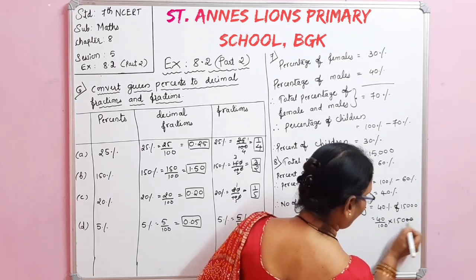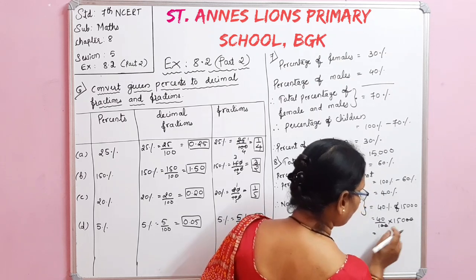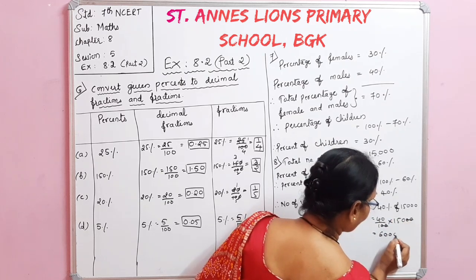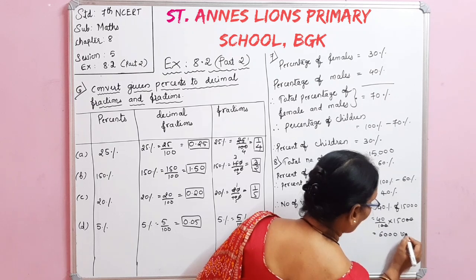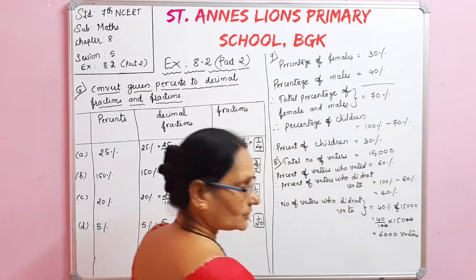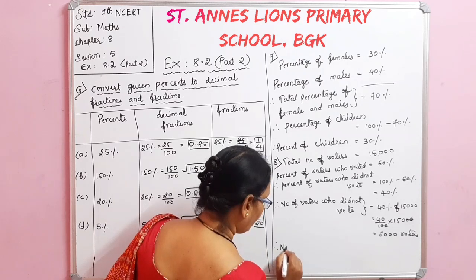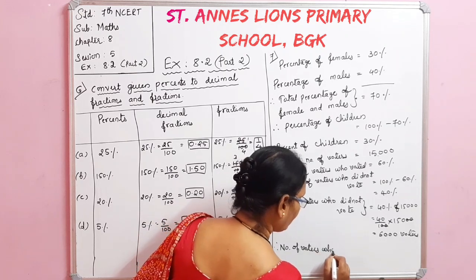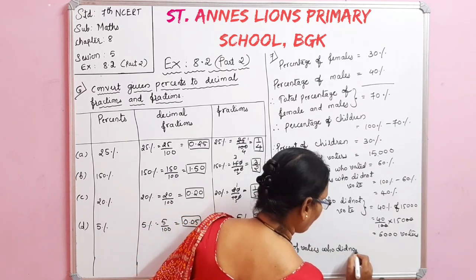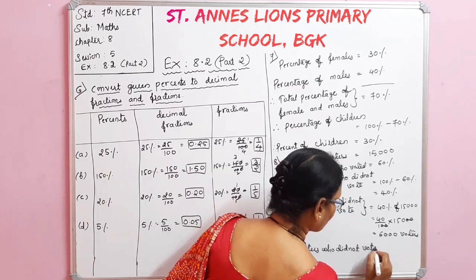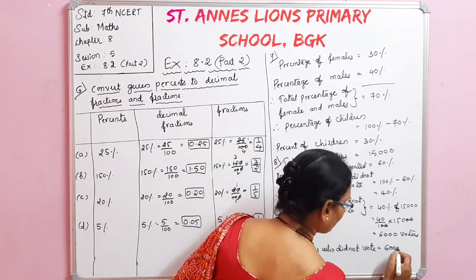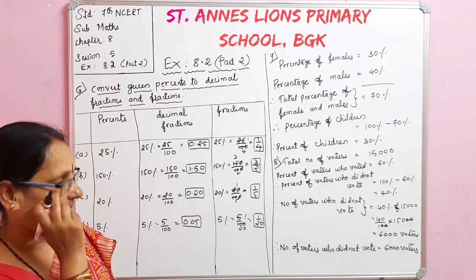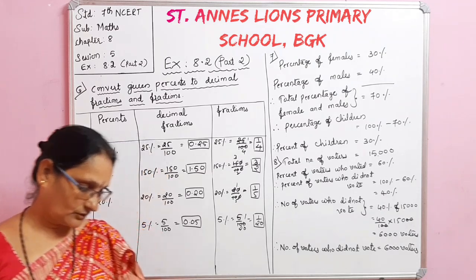Such problems we have done already. 2 zeros got cancelled. Here see, 15 fours are 60, here 1 zero, here 1 zero. 6,000 voters did not vote. Therefore, number of voters who did not vote is equal to 6,000 voters. So this is the percentage and that is the number of people who did not vote. Like this you have to find out.